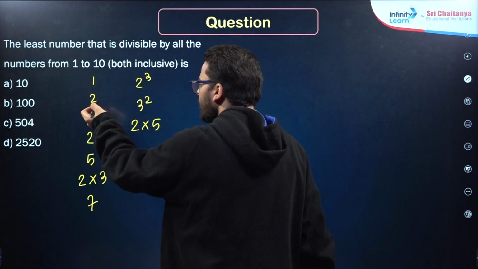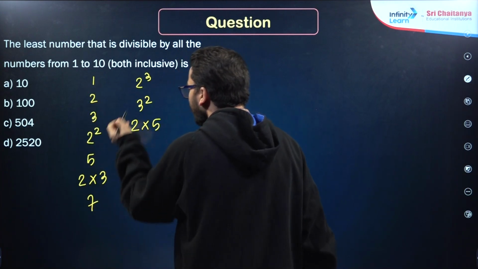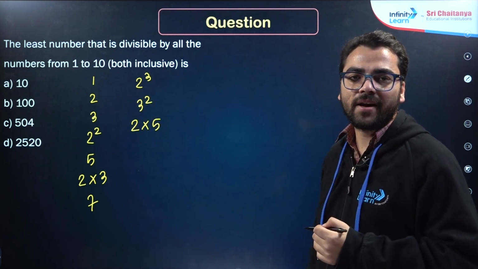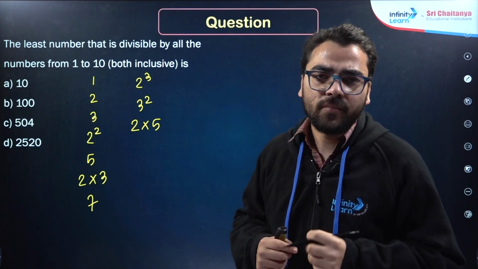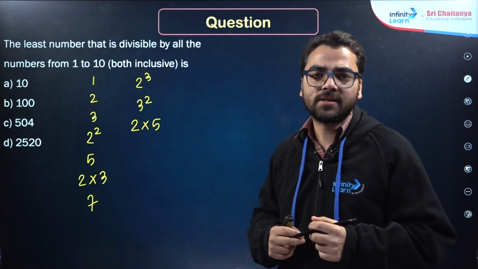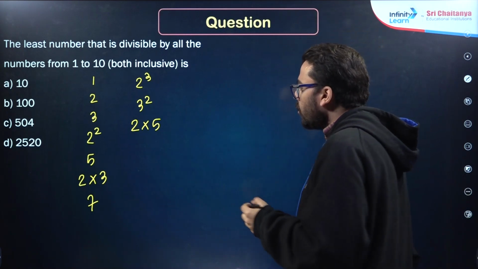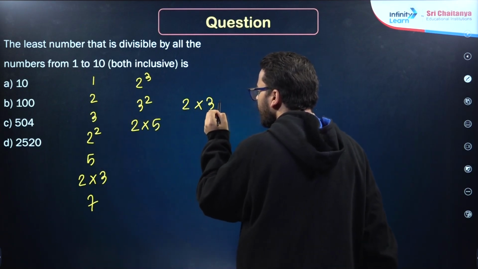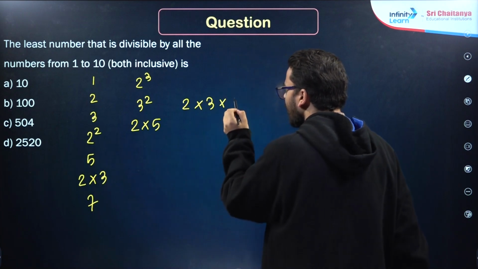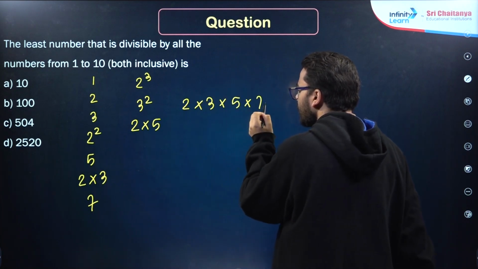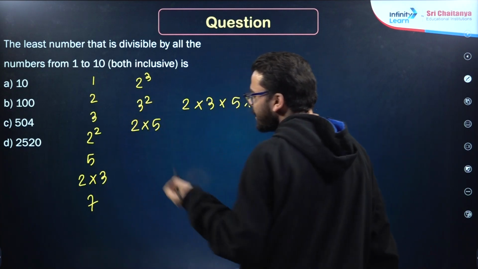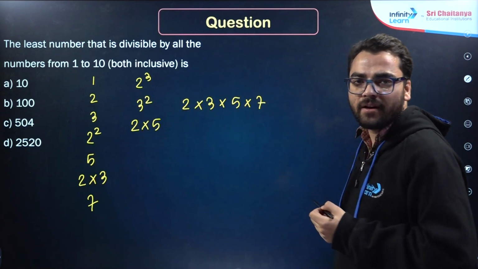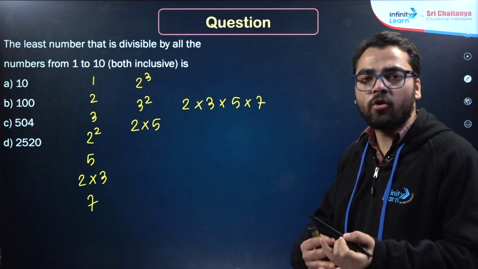Just check it once again, 1, 2, 3, 4, 5, 6, 7, 8, 9, 10. So these numbers are already in the prime factorized form. So in the LCM of them, you have to take all the prime factors, whether common or not. So all the prime factors, whether common or not, will be 2, 3, and then obviously 5 will come, then 7 will come, and then over here, these are the only prime factors, 2, 3, 5, 7. These are the only prime factors in the prime factorization, whether common or not.